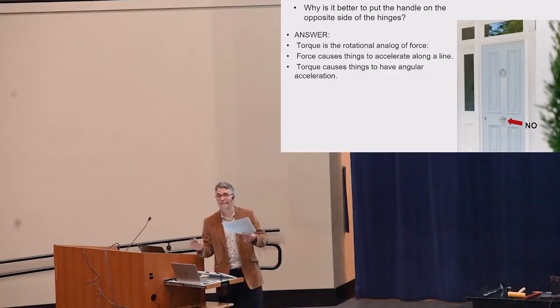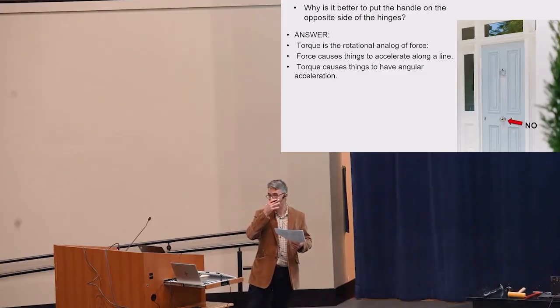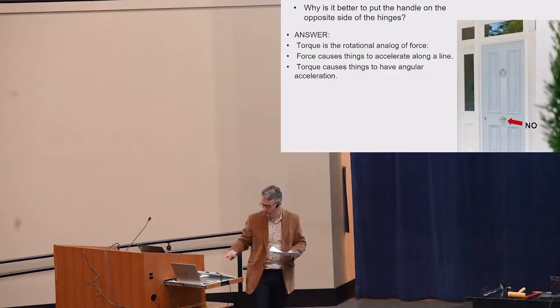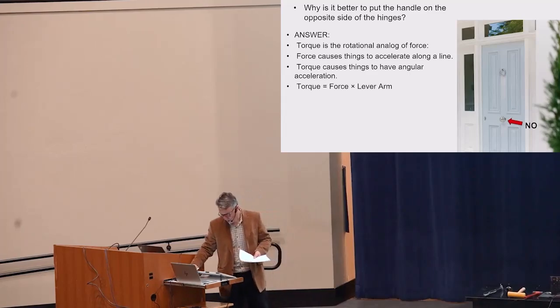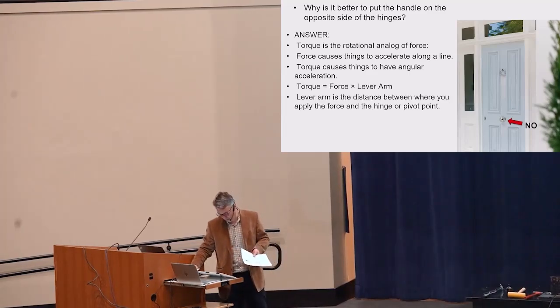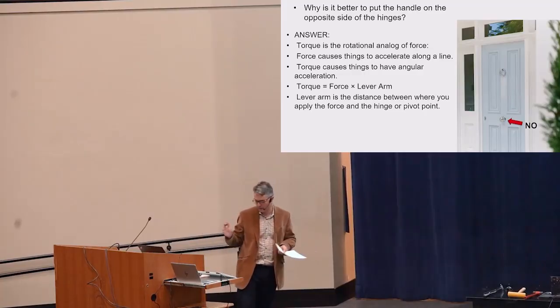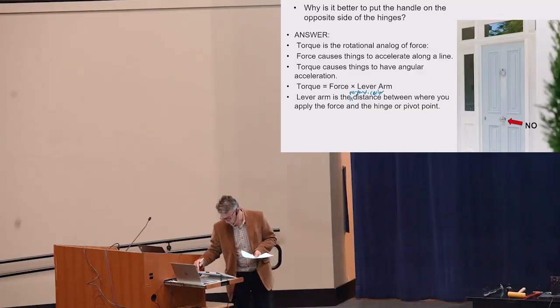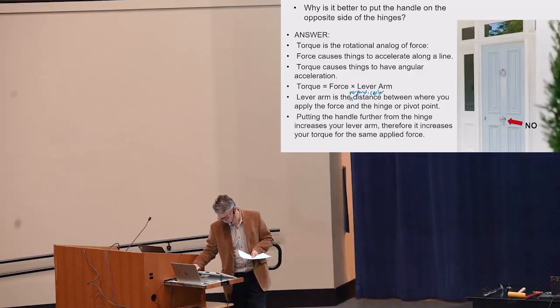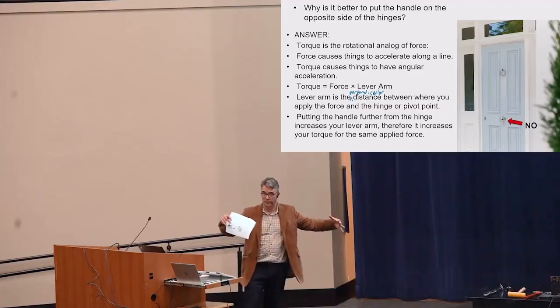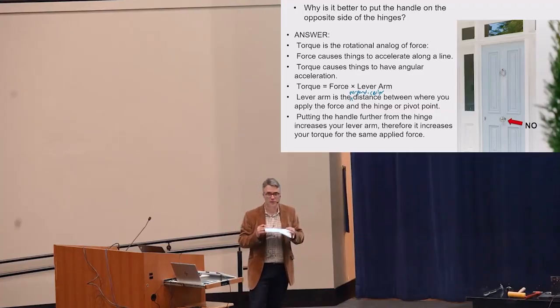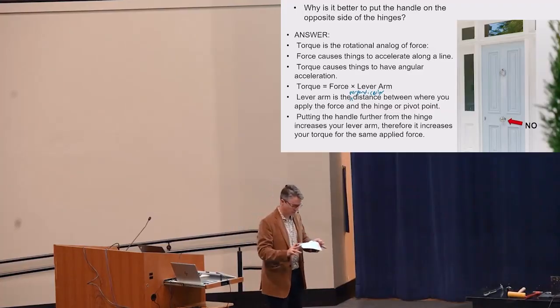It causes things to have angular acceleration, as opposed to linear acceleration. So you want to get something rotating. Torque is force times this perpendicular lever arm, and the lever arm is the perpendicular distance between where you apply the force and the hinge or the pivot point. So putting the handle further from the hinge increases that perpendicular lever arm, and therefore it increases your torque for the same given force.